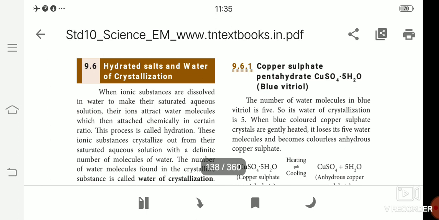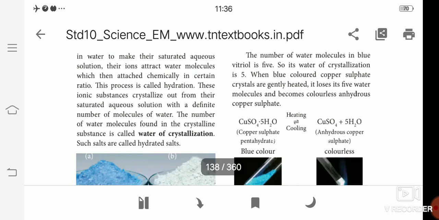For example, when copper sulfate salt is heated, it becomes a white amorphous solid, and when it is added to water, it returns to the crystalline form. Common hydrated salts are blue vitriol, Epsom salt, gypsum, green vitriol and white vitriol.